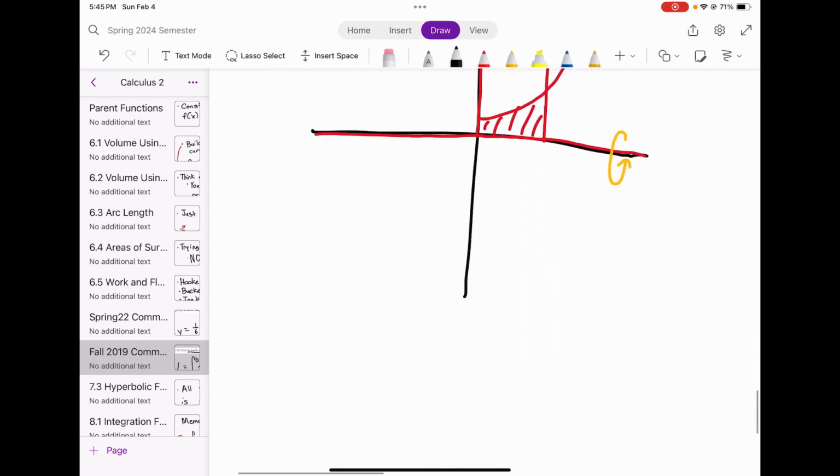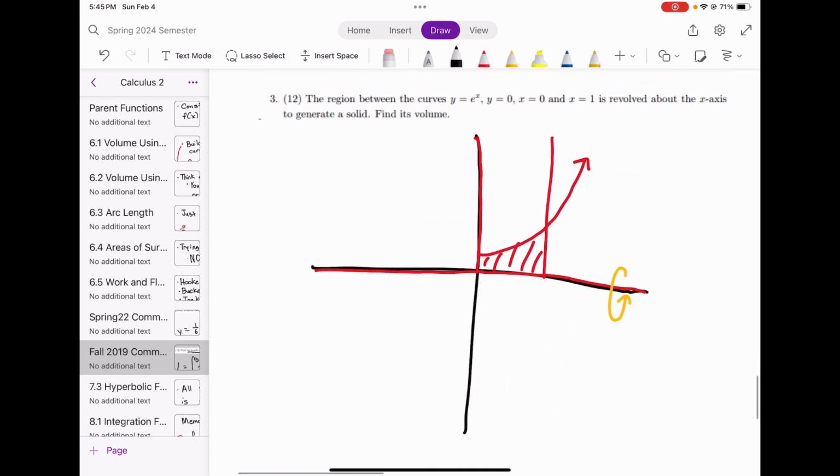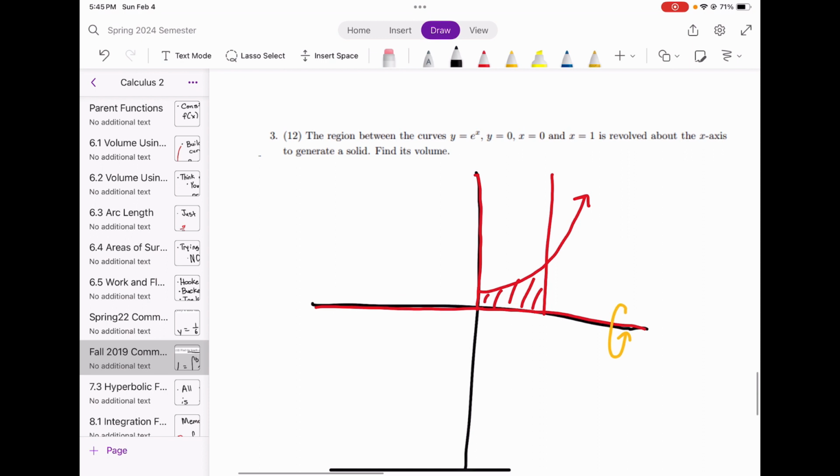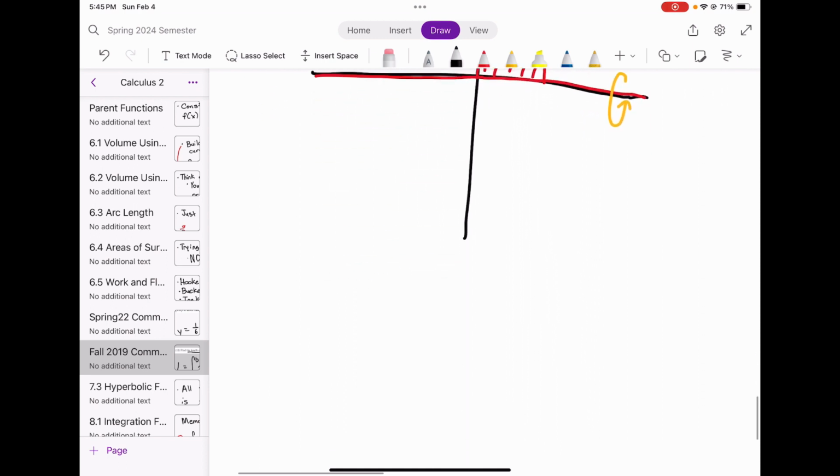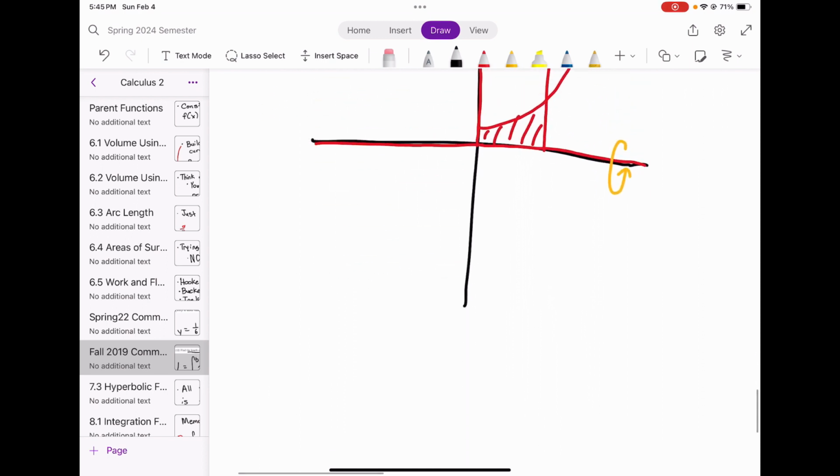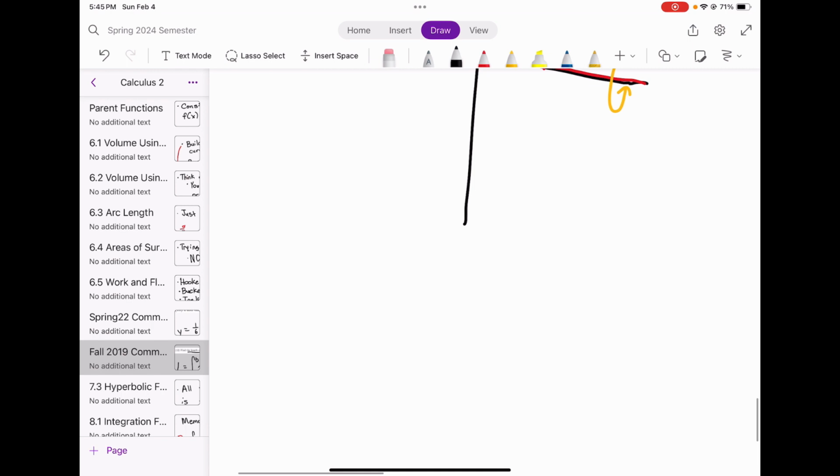Okay, and we have to find the volume. So there's a couple of different methods. I think basically all of the methods work. So you can use disc, washer, or cylindrical shell. I'm going to use the disc method just because it's the easiest one. And in this case, there's no gap, so we don't need to worry about anything like that. For washer or cylindrical shell, we will. But for this one, it's straightforward. So let's put disc method.